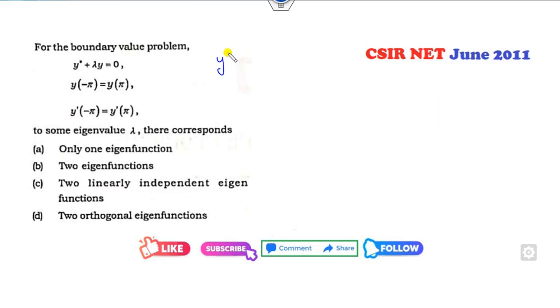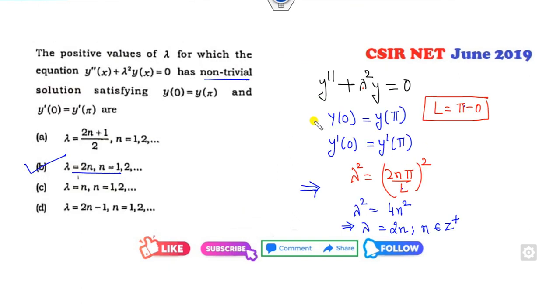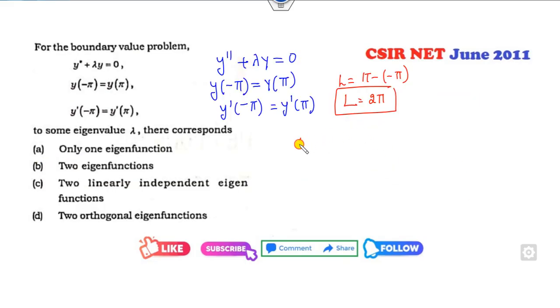What is given to you? y double dash plus lambda y is 0. y at the initial point equals y at this point, and y dash at the initial point equals y dash at this point. So can you calculate L? b minus a, that is 2 pi. Fine. So again you can see the same trick: y at the end points, y dash at the end points. The solution will be 2n pi over L. So lambda will be (2n pi divided by 2 pi) whole square, so the solution will be n square, where n is a positive integer.